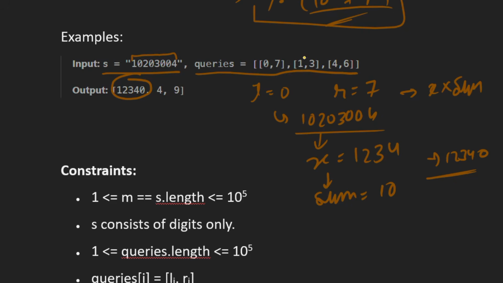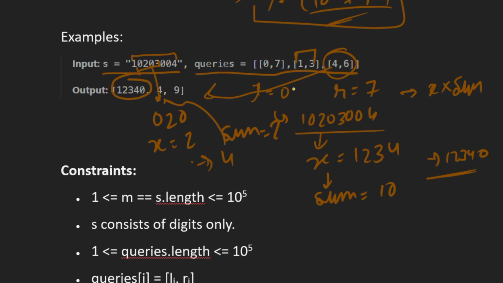Then the next query is from 1 to 3, that is, the substring will be 0 2 0. Then x will be 2, and sum will also be 2. So x into sum will become 4. So 4 is the answer, and this way we answer the query 4 to 6, and at the end we return the answer array, which will contain the answers to all the queries. So this is an example.